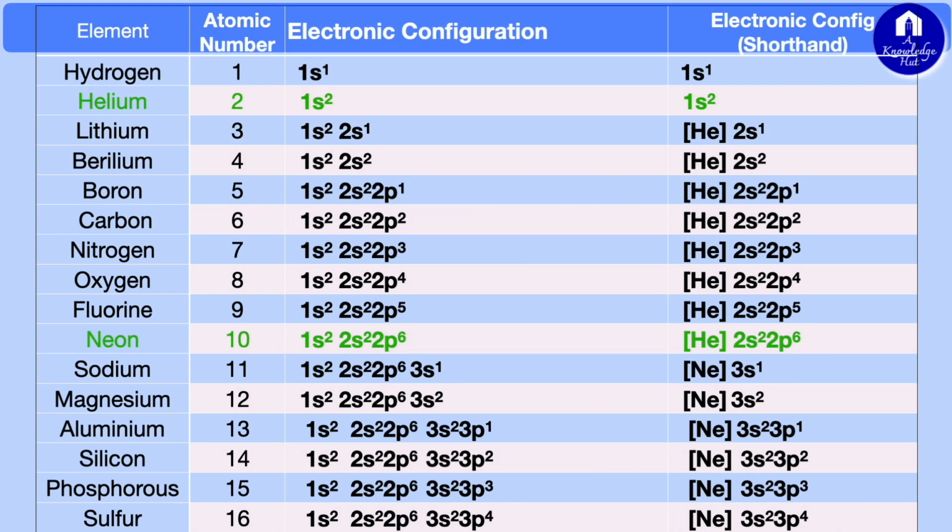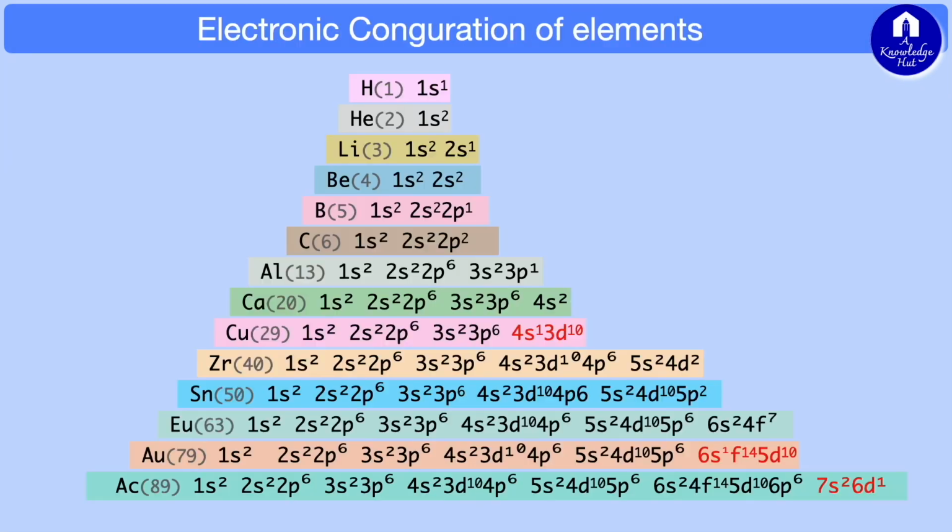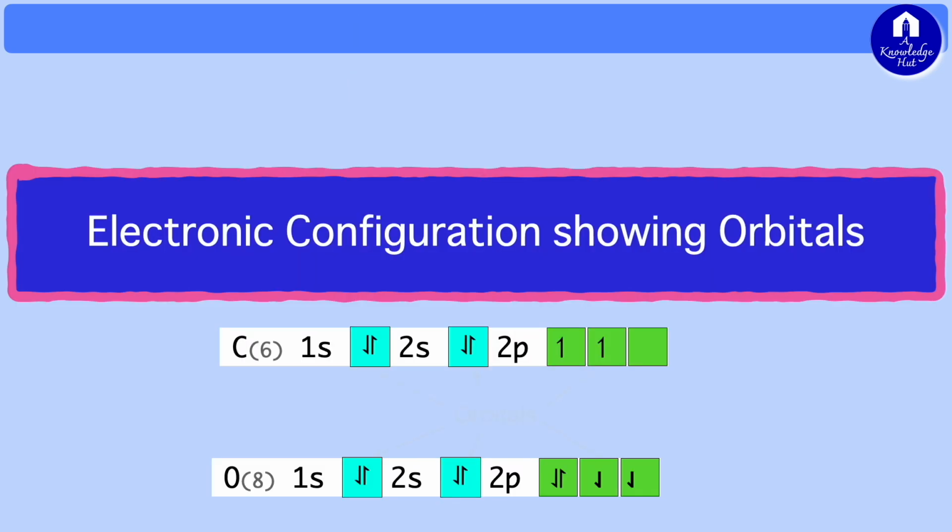You can see a list of electronic configurations in both the regular form and the shorthand form. This list shows noble gases in green color. In the electronic configurations written so far, we learnt how to show electrons in different shells and subshells. We did not care how the electrons are arranged within a subshell, but sometimes we need to show how each electron is placed in orbitals.